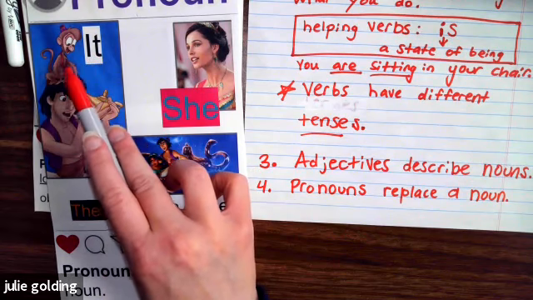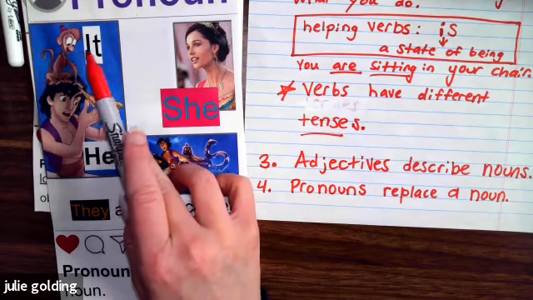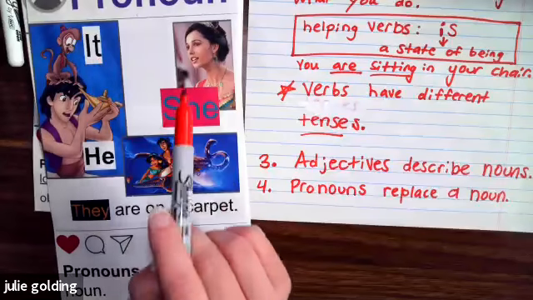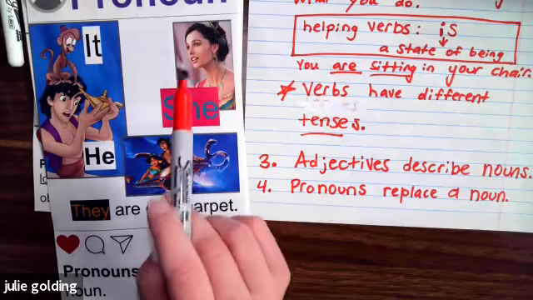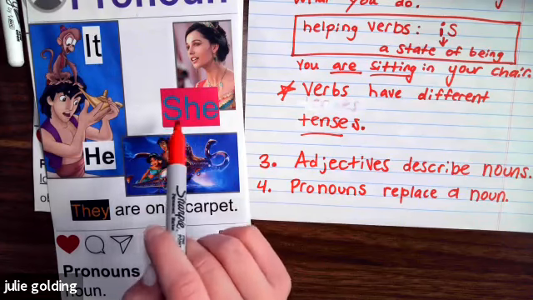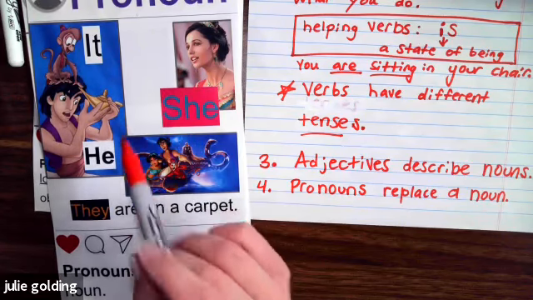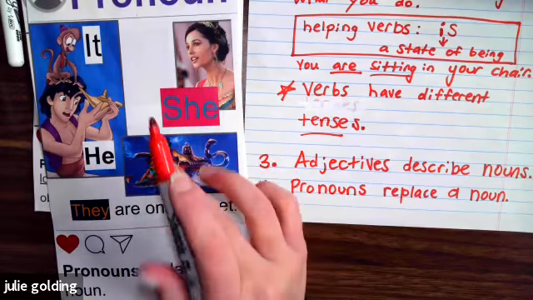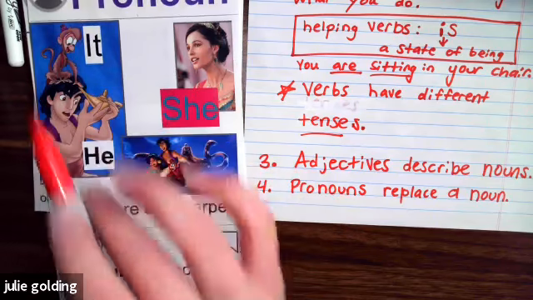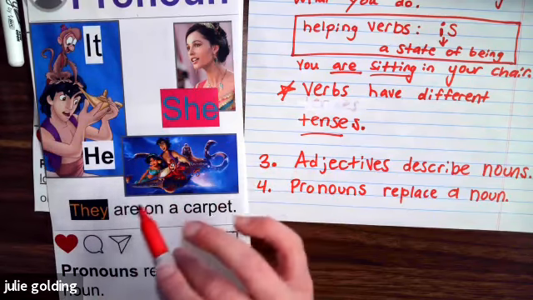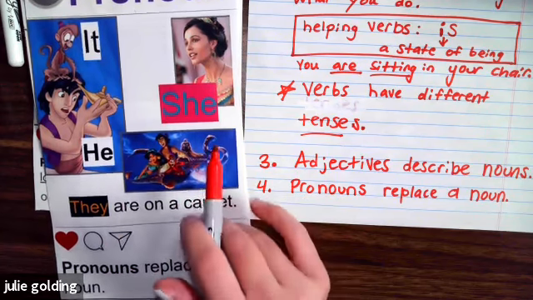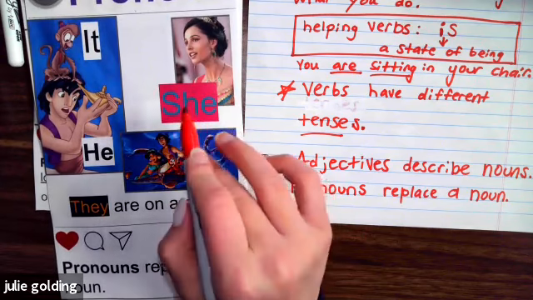If we know that this monkey is a boy, which he is, we can also say he, but we can also call animals it. She, this is a lady, a girl, a woman. We call it she. So when we have 2 or more people, instead of saying he, she, and it are flying on the carpet, we can just use the word they are on a carpet. Okay. And now she is also a pronoun.